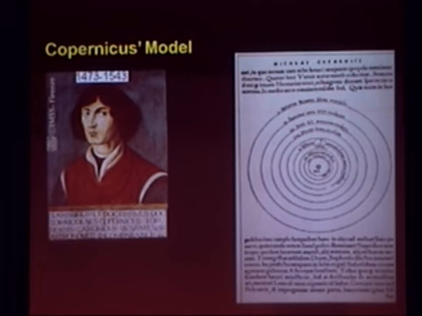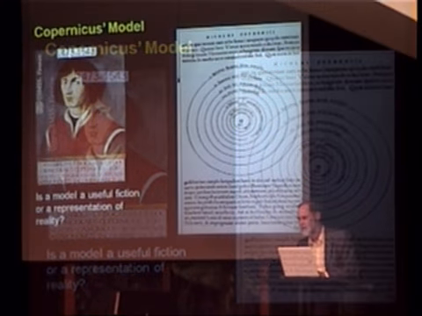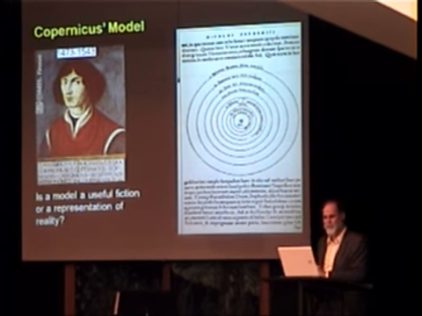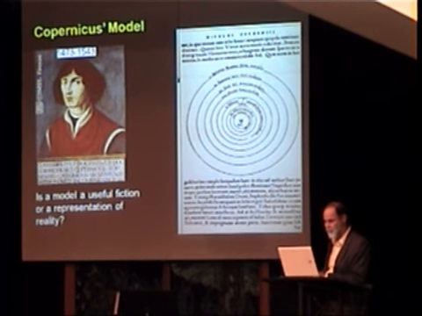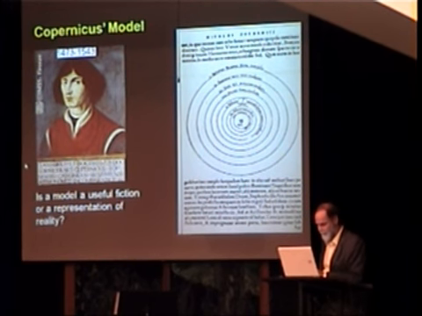But in his introduction, which was probably written by someone else, it says that this model is just presented as a useful fiction which helps us to simplify making predictions of where the planets are going to be. So the question that was raised was, should we view this model of Copernicus as just a useful fiction, or does it really represent reality as it is beyond the observations? There's a lot of discussion about this in the late 1500s. Most astronomers used the model as a useful fiction, but didn't really believe that it was true.